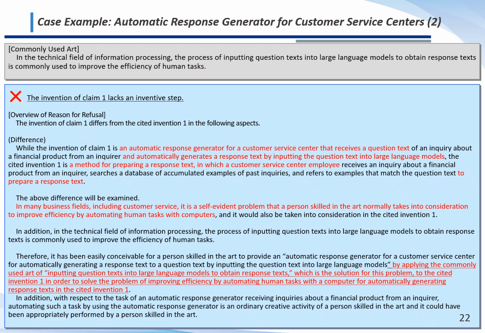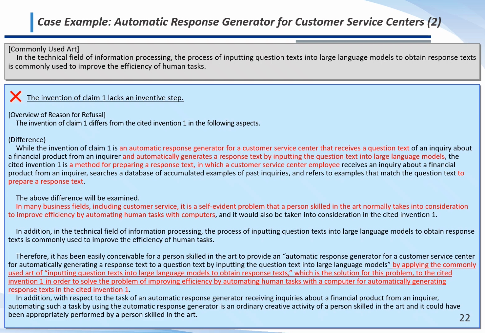Now, please take a look at the gray area on the screen. In the technical field of information processing, it is assumed that the process of inputting question texts into large language models to obtain response texts is commonly used to improve the efficiency of human tasks. In many business fields, including customer service, it is a self-evident problem that a person skilled in the art normally takes into consideration efficiency improvement by automating human tasks with computers. And it would also be taken into consideration in the cited invention 1.